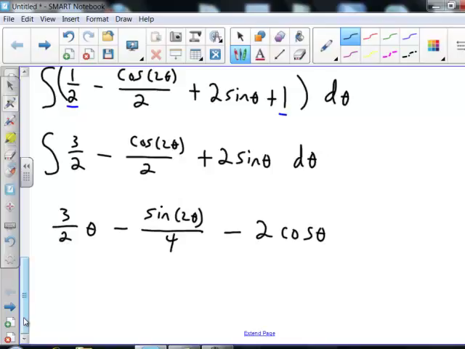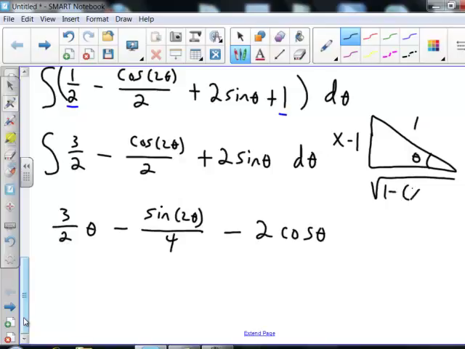Alright, so now I can't leave everything in terms of theta. This is where I got to go back and substitute and get everything that I have back in terms of x. So if I come back over here and redraw my triangle just a little bit that I had to start off with, what I had with my theta there was that this was x minus 1, that was 1, and this was the square root of 1 minus x minus 1 squared. So there's my triangle. Alright, so I can use some different things here to help me get to my final answer. So this is going to be just a little bit of algebra here.